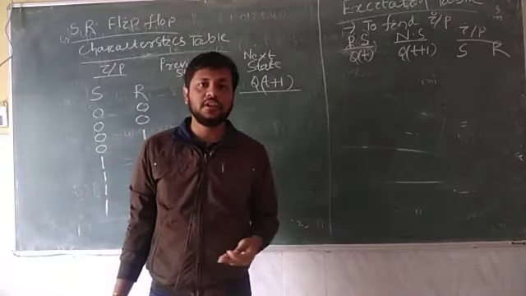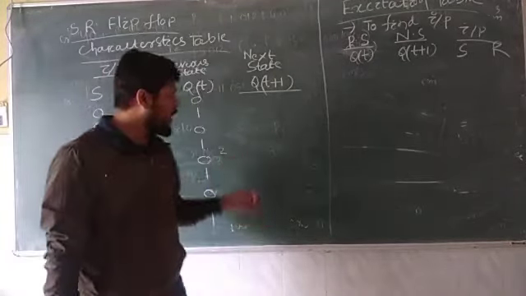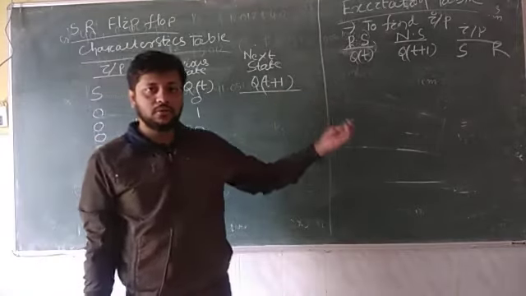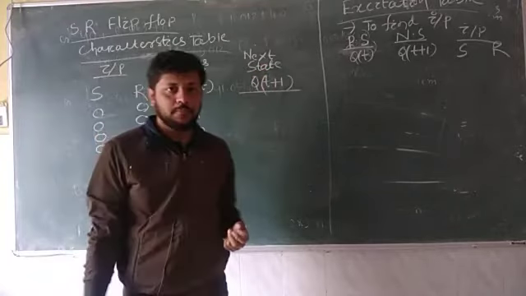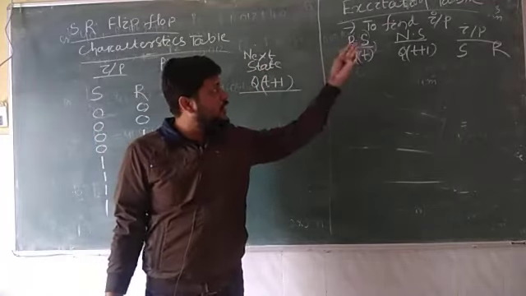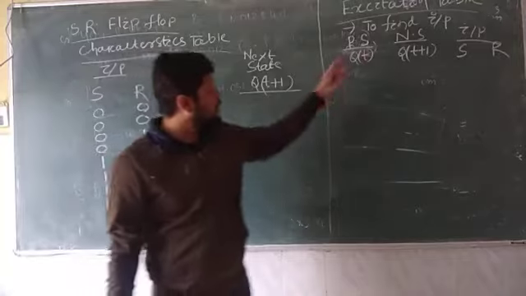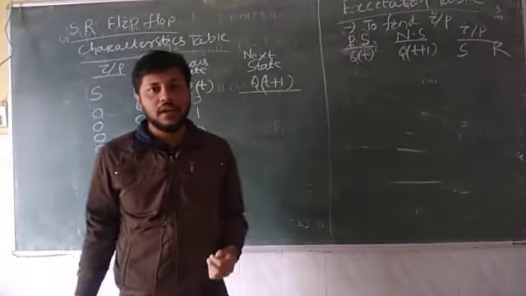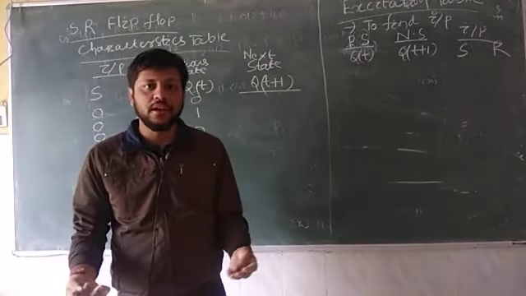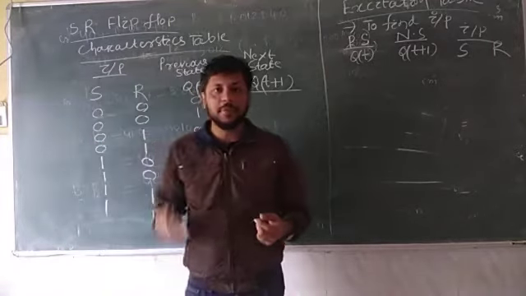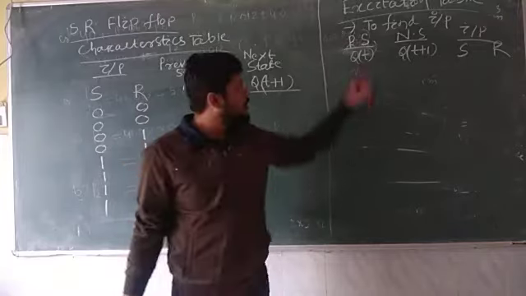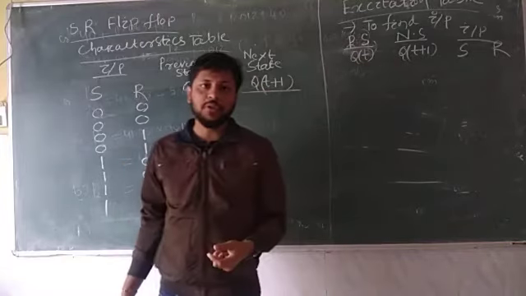Why is this excitation table necessary? Just like the characteristic table, we need the characteristic table in order to find the next state. Similarly, in the excitation table, we will have the present state as well as the next state given, and you need to find the excitation. Excitation means input to the system. For example, in SR flip flop, S and R is the input, QT is the present state, and QT plus 1 is the next state.